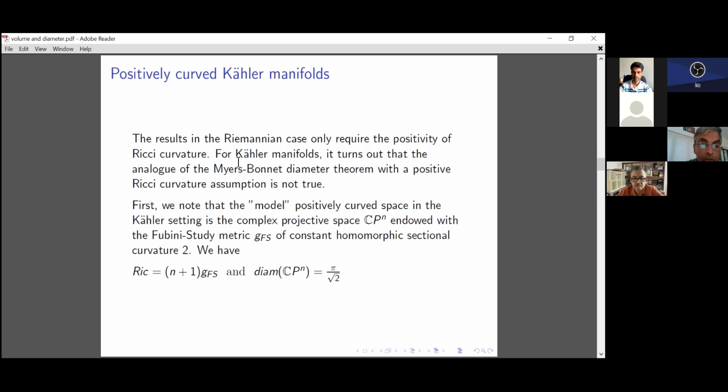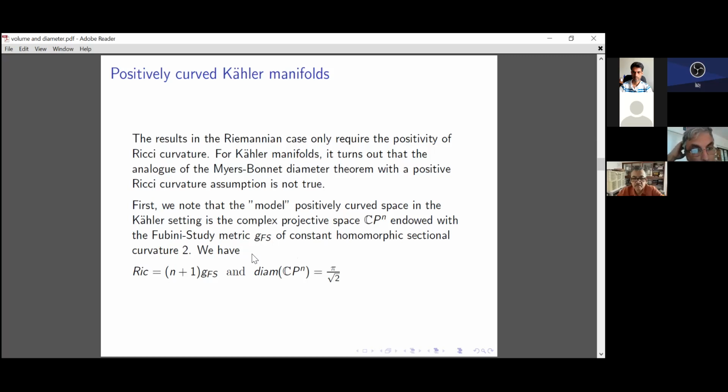To quantify this, I first have to say what the model space in the Kähler setting is. It's no longer the sphere, which is not even a Kähler manifold, but rather complex projective space endowed with the Fubini-Study metric of constant holomorphic sectional curvature. The point is, it is CPn with its canonical metric, which is the Fubini-Study metric.